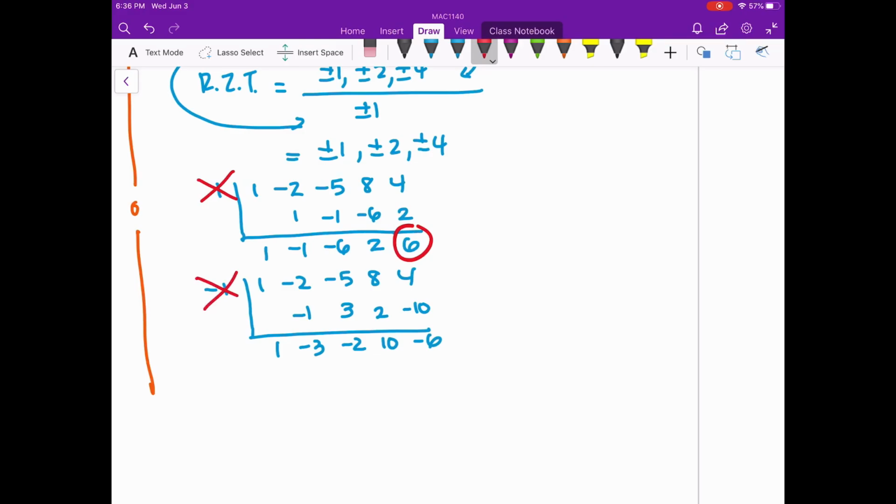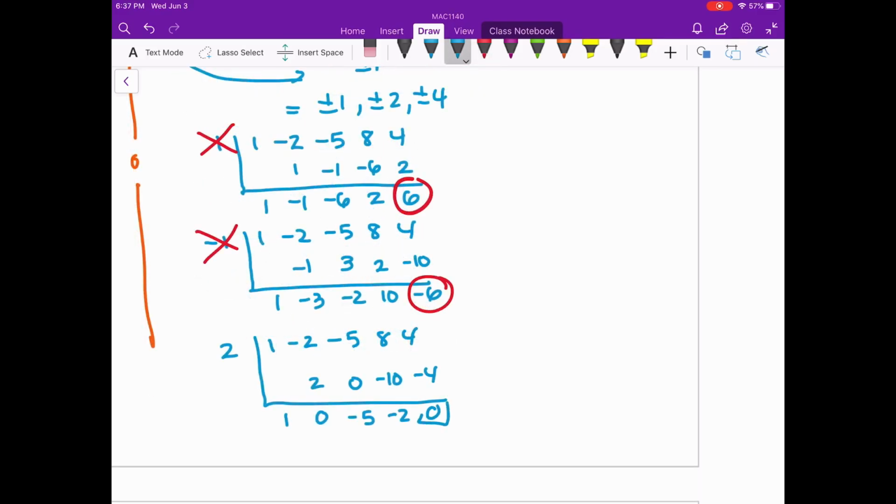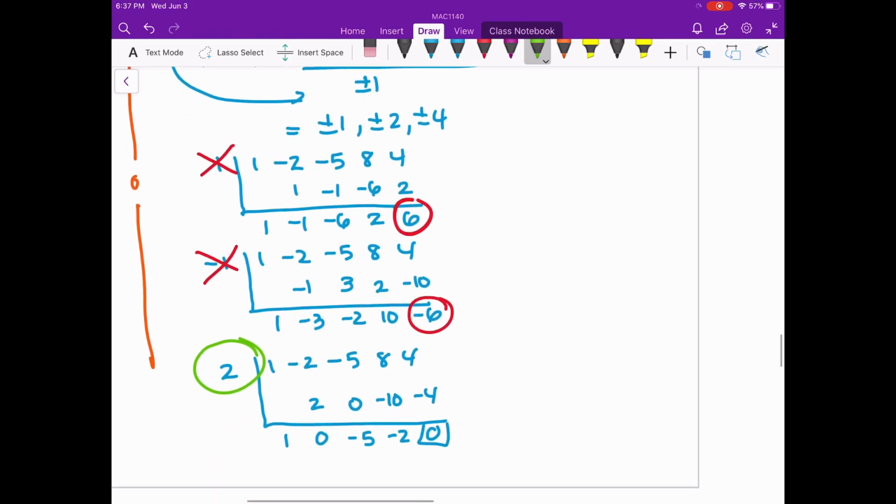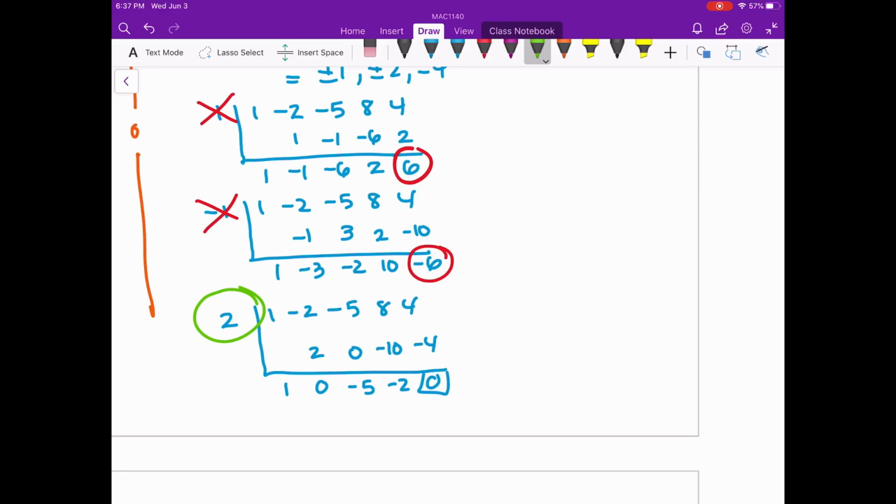-1 is not a 0 because I must get 0 as a remainder. Yes, I found my first 0. But now remember that this one is degree 4. You must get at most 4 solutions. So I have 3 more solutions left.